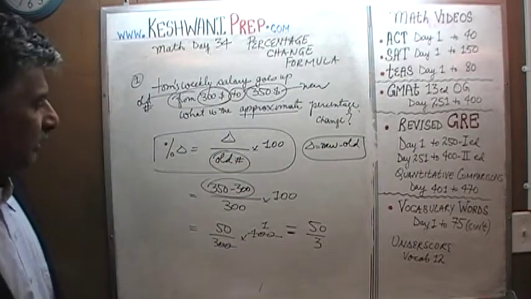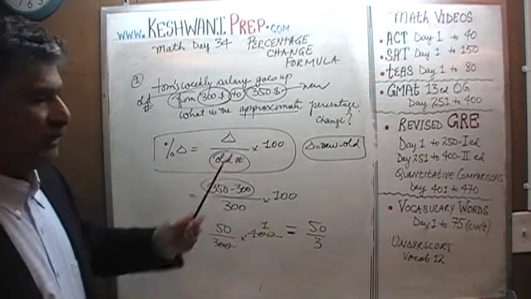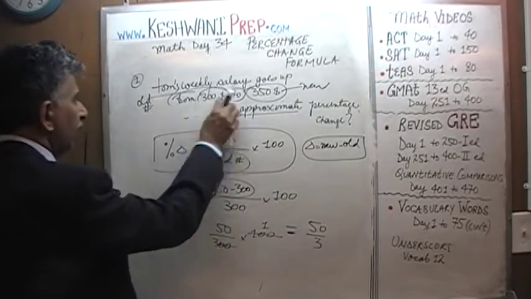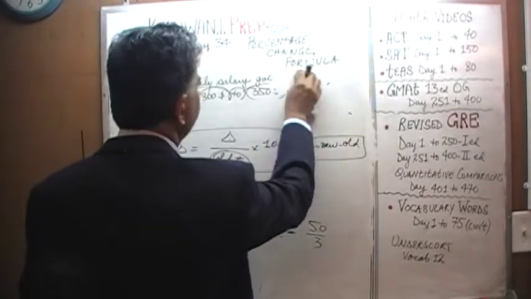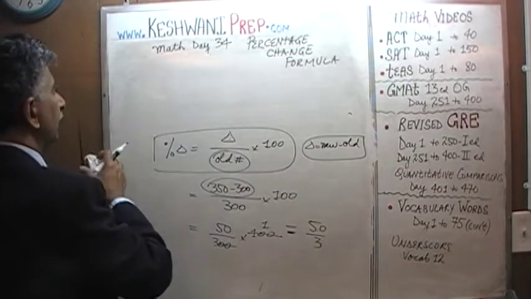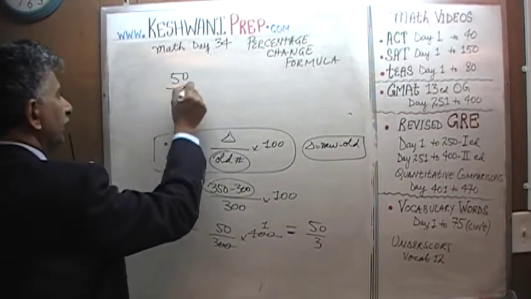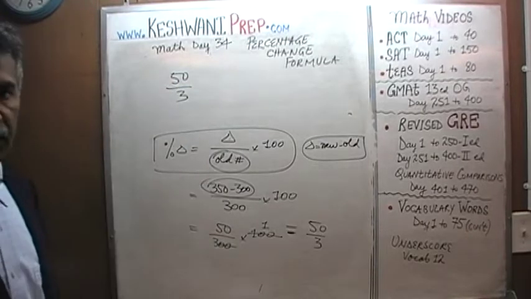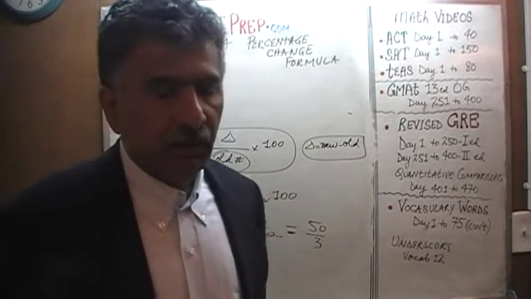50 over 3. But they say find the approximate change. So let's do that. Let's do it on the top. Let's see what we can do here. We need to divide the 50 by 3. Is 50 divisible by 3? What did we learn in our lesson, in the previous lessons?